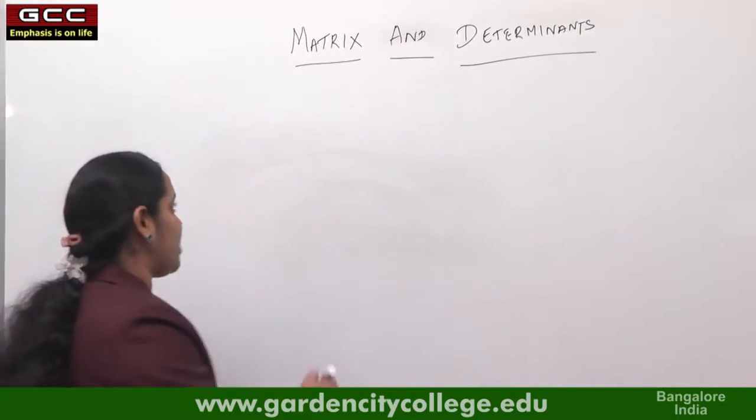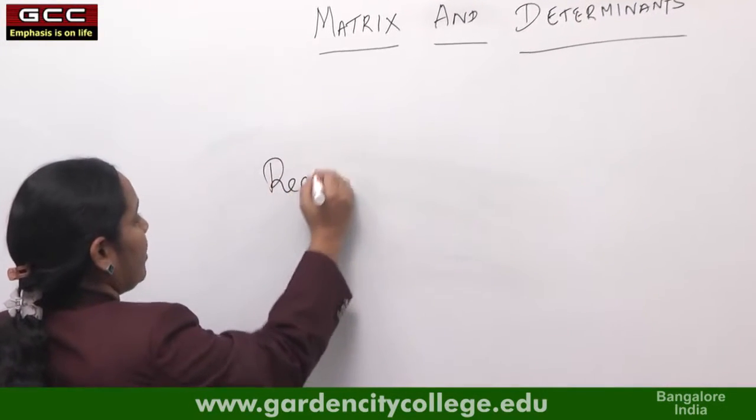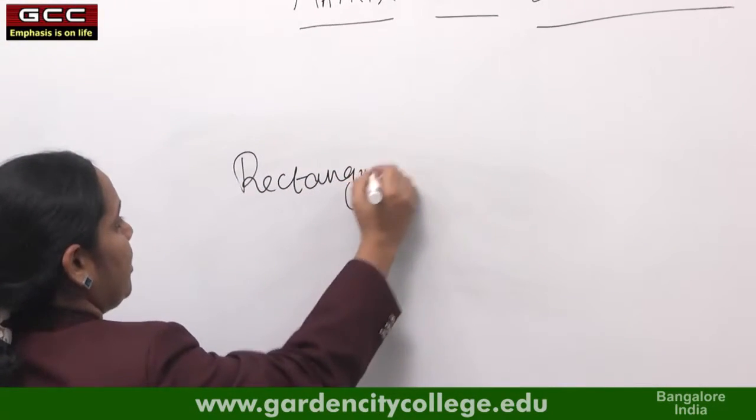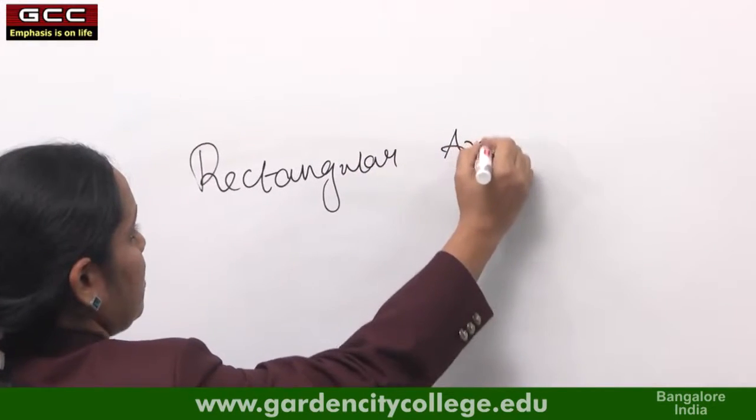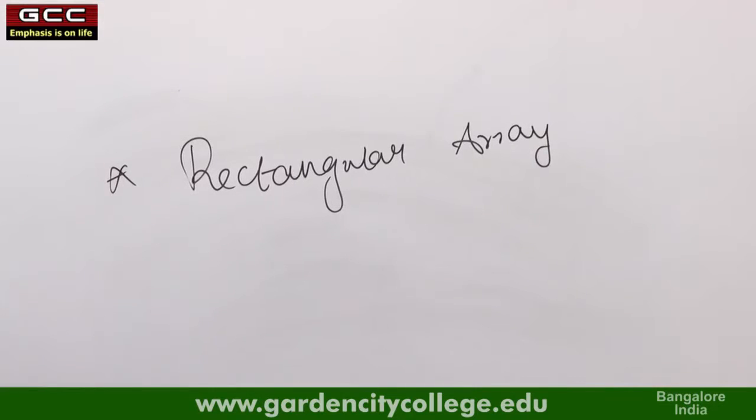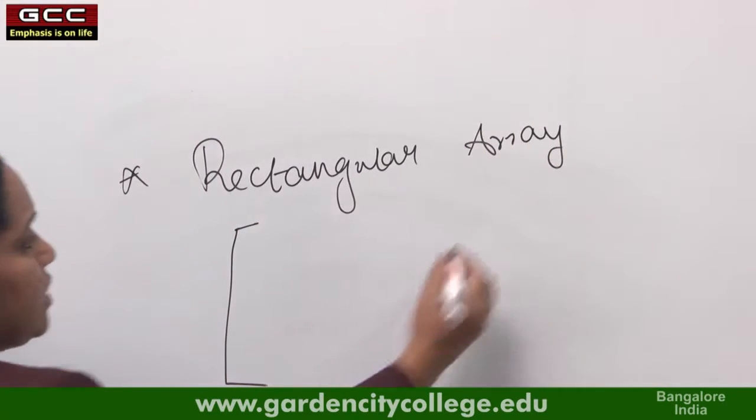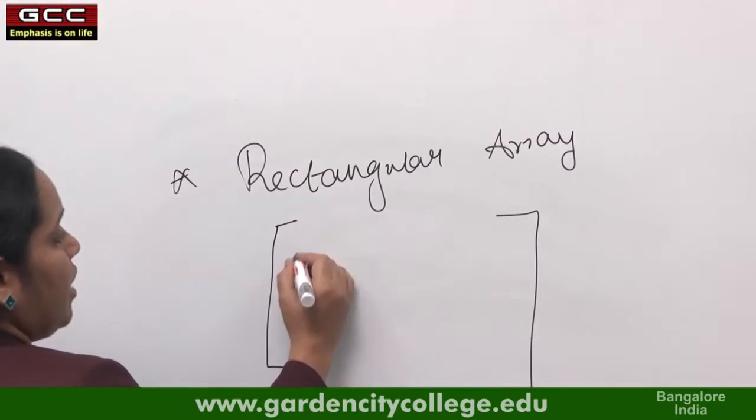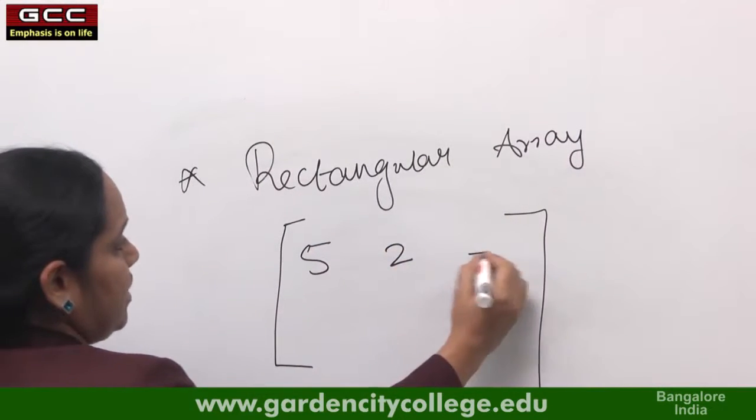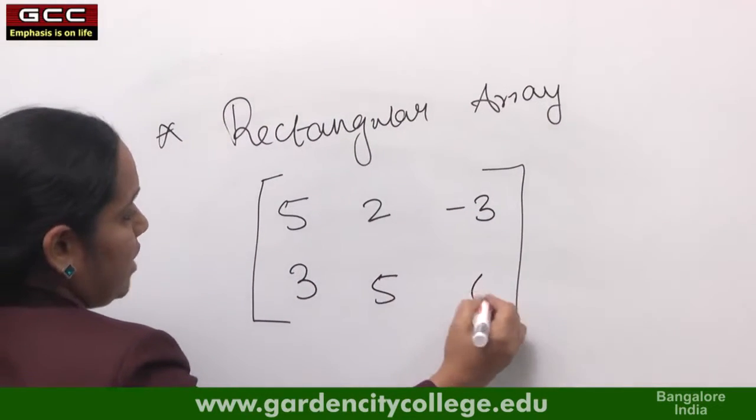The definition of a matrix goes like this. A matrix is a rectangular array of numbers arranged in rows and columns. Let me write a matrix. A matrix can be written in square brackets, and the numbers can be written inside the square brackets: 5, 2, minus 3, 3, 5, 6.